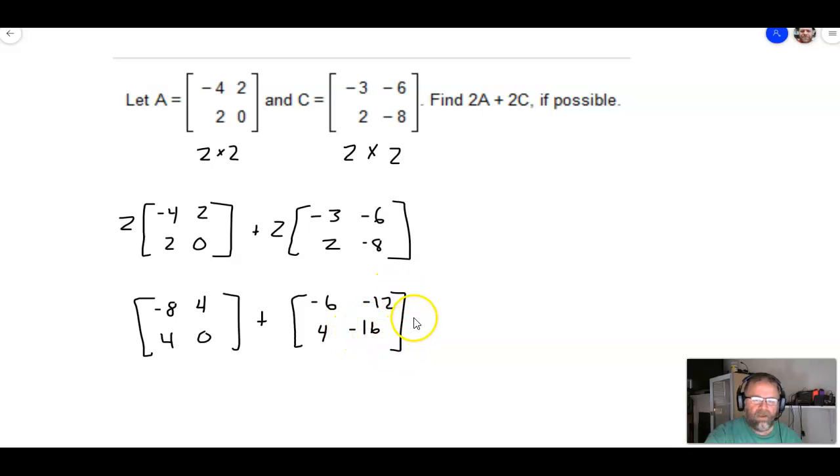Finally, when we add these two together, we're just going to add the corresponding elements. So we'll add the first row, first column from this matrix to the first row, first column from that matrix. And we'll do the same for each position in our matrices. So -8 plus -6 is -14. 4 plus -12 is -8. 4 plus 4 is 8. And 0 plus -16 is -16. And this should be our final matrix.